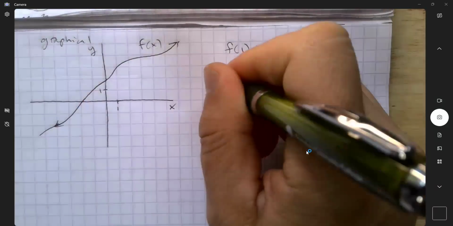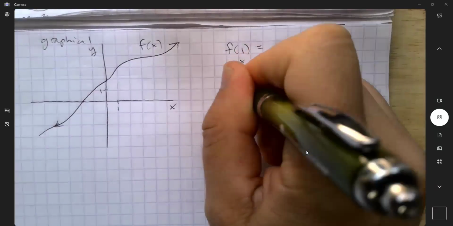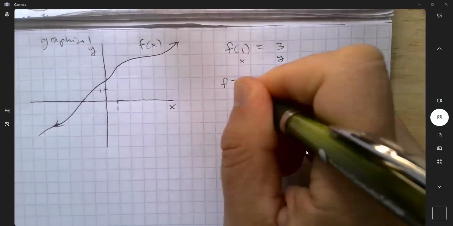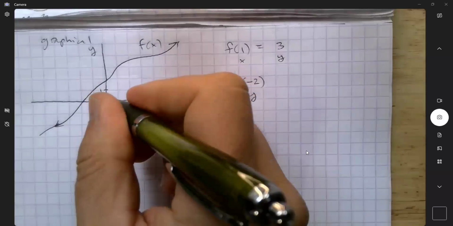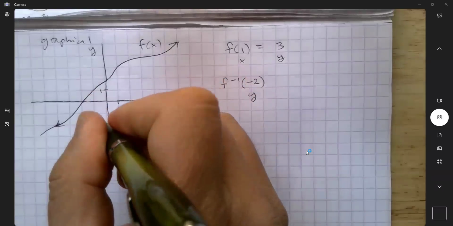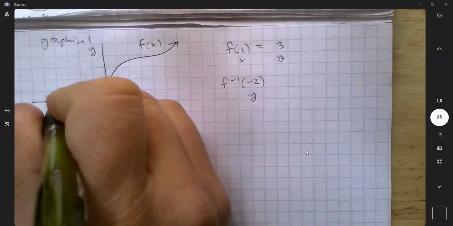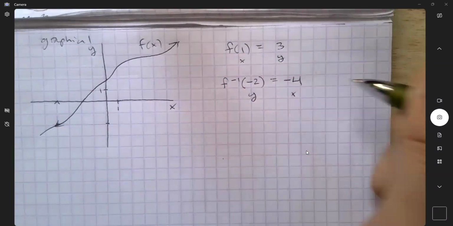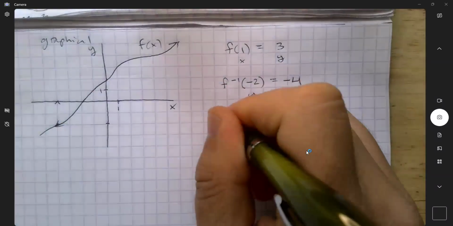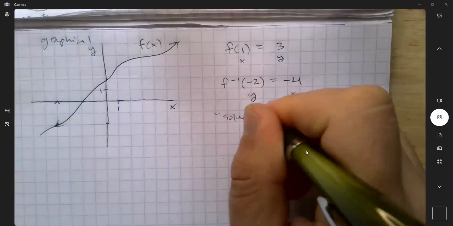I can also use the graph to say, well, what about when the y is -2? So the f inverse is -2. So I come down here to -2 on the y, and then I come over and I see that the x is -4. You've already done this.